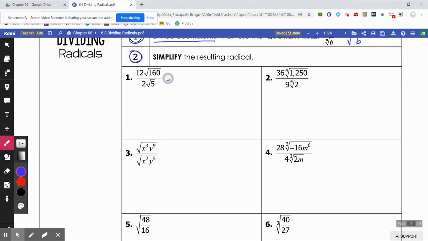So let's work some problems. Let's start out with the 12 and 2. 12 divided by 2 gives you a 6. Then you can divide a square root by a square root. The square root of 160 divided by the square root of 5 is the square root of 32. That's it. Divide the coefficients, divide the radicals, and then let's simplify. The square root of 32 is root 16 times root 2. 6 times root 16, that's 6 times 4, which is 24 root 2.